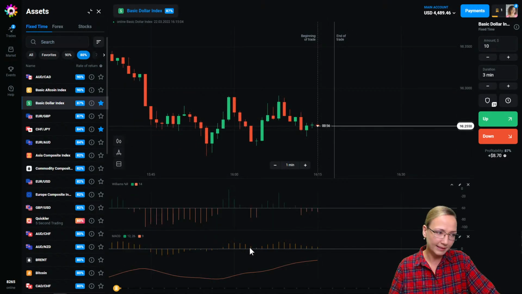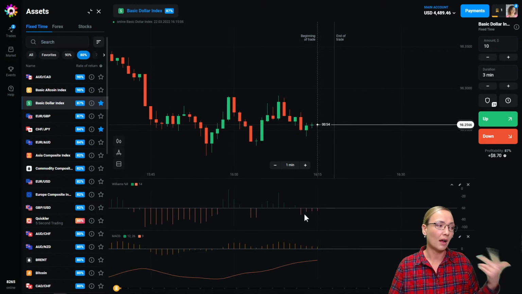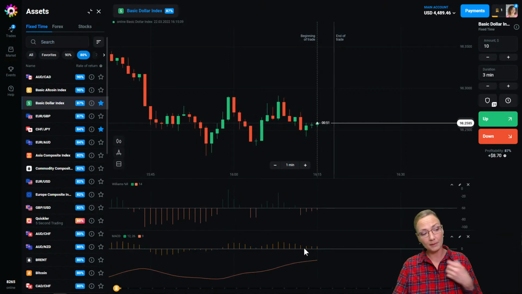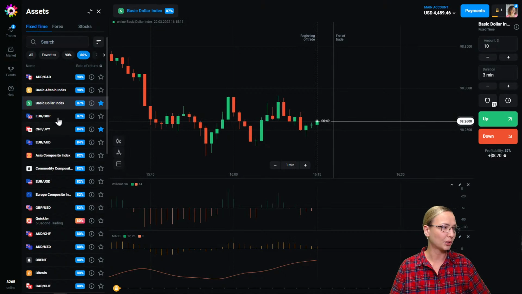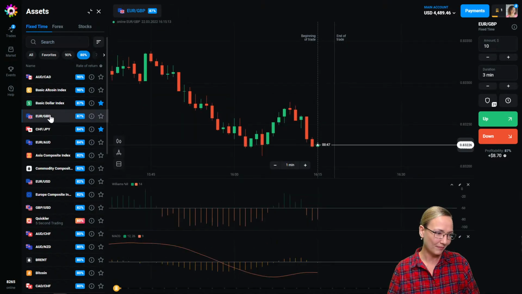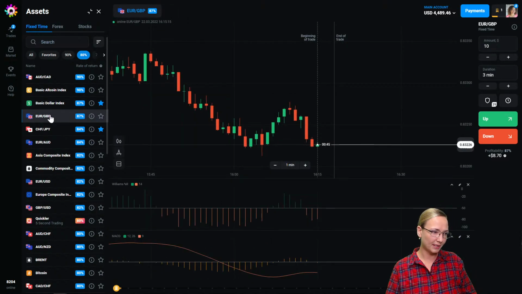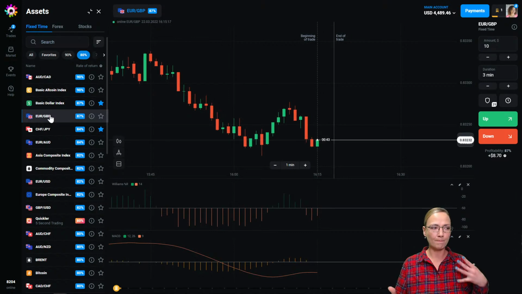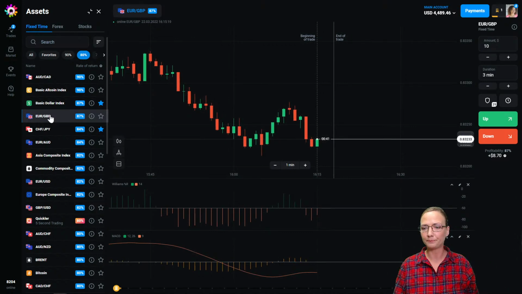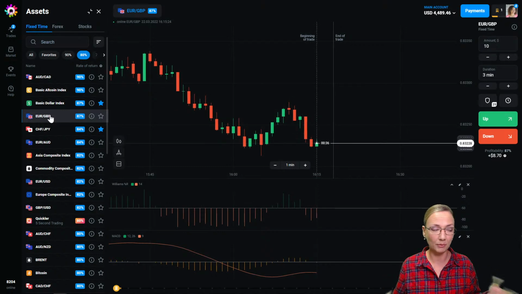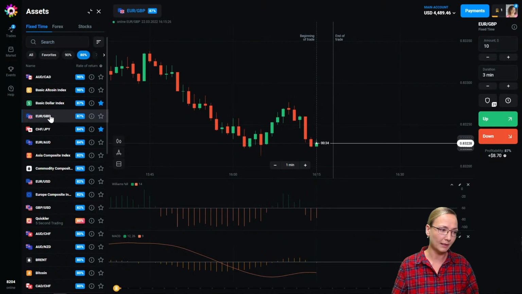Basic dollar index. See, here on the contrary, the Williams percentage R is below the midline and the MACD is above the midline. So nope, no signal here. Euro GBP is interesting. Now also, of course, if you are trading, you want to always keep levels of support and resistance in mind.